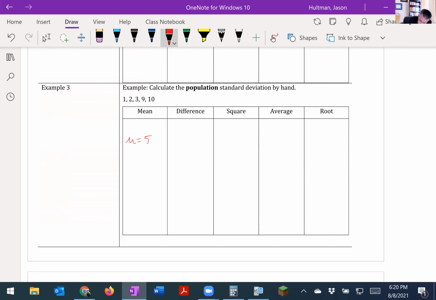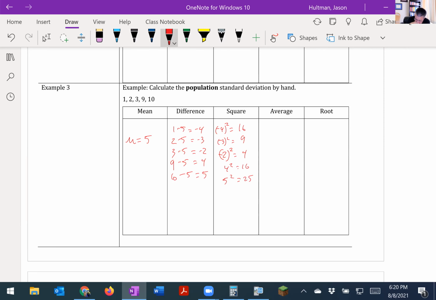What's the difference from the mean for each of these? So I'm going to go 1, 2, 3, 9, and 10, and I'm going to subtract off 5 for each of these. This is -4, -3, -2, 4, and 5. Now I'm going to square each of these values. -4 squared is 16. -3 squared is 9. -2 squared is 4. +4 squared is 16. And 5 squared is 25.